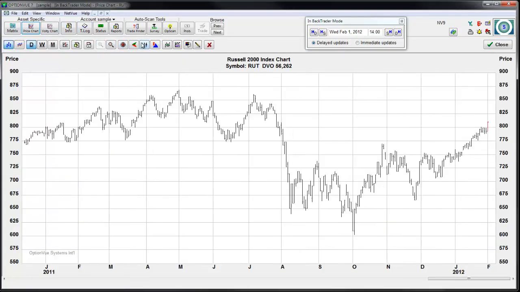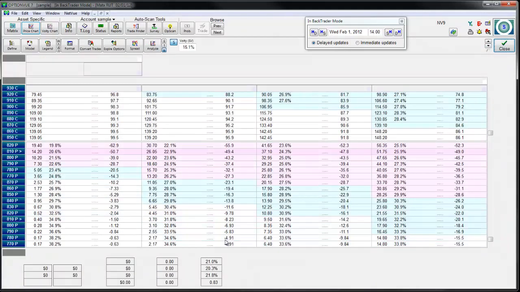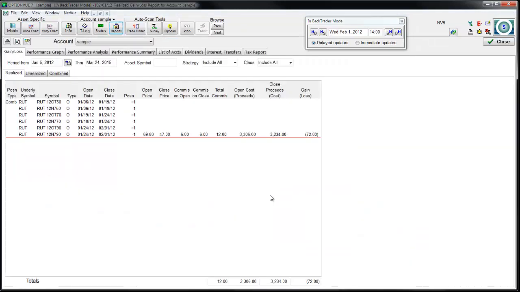And let's just look at what the market did in that period of time. From January 6th, which was right here, to March 1st, we went from 750, we had almost an 80-point increase in the market. Again, that was a random pick on dates to see how a back-tested trade would perform. And what did we lose? We lost $72 on a $1,000 trade.